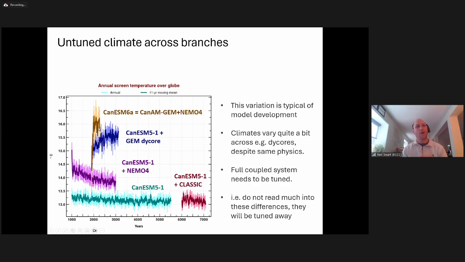As Carsten was saying, we're not particularly worried about this. This is typical of model development. These things are completely untuned, so a lot of these differences will get tuned away. But this is just at the point of allowing us to understand where and how things are coming from.